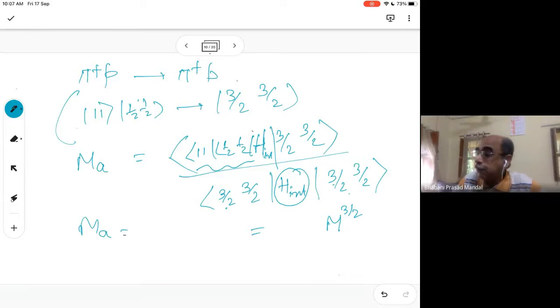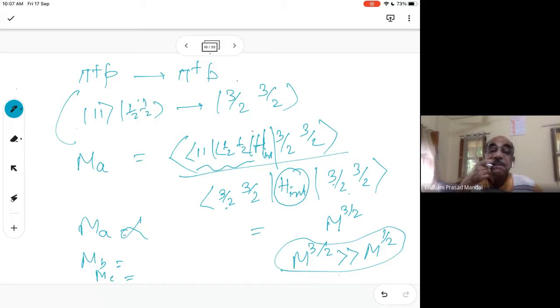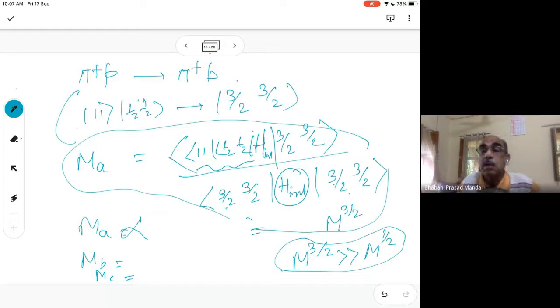Similarly, for the others, MB and MC, you have to calculate, and you have to assume M3/2 is very, very much greater than M1/2. You will get M1/2 also. Then you will get the answer. Sir, you are not doing it correctly. If you are getting cancelling here, then I just calculate it. Do the same thing for the 2 and 3 processes, and then you will get the answer.